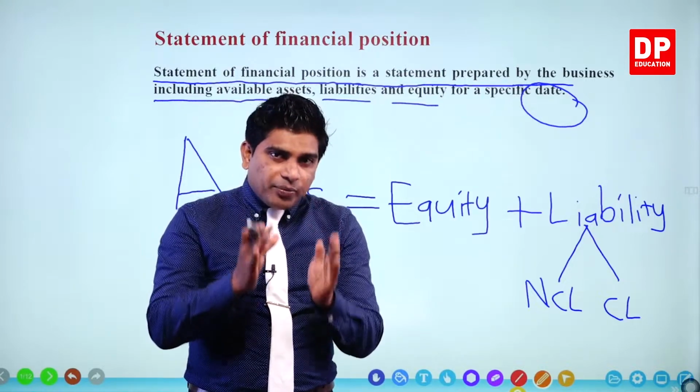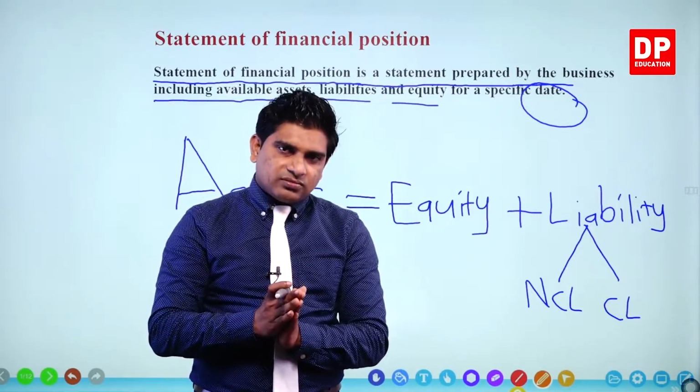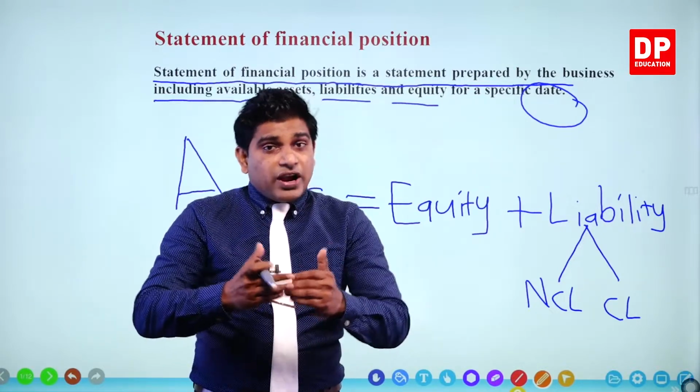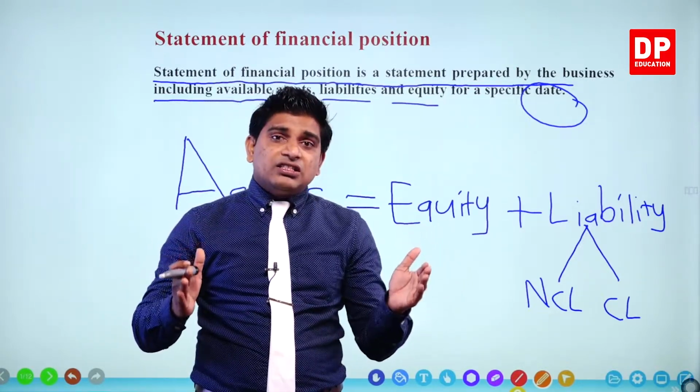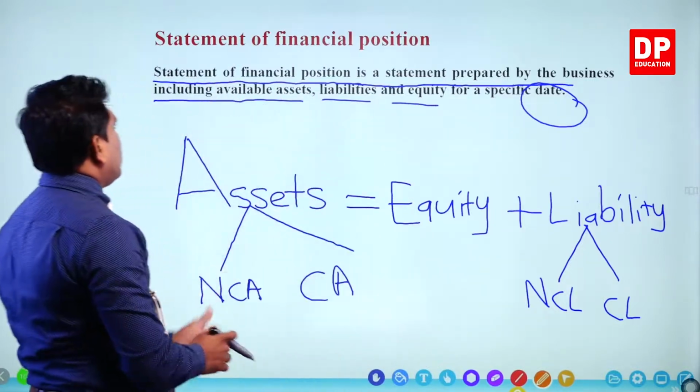So we can prepare a statement of financial position only for a specific date. We can't do it for a 1 year time period. Why? Within 1 year, these details are changing. That's why. Okay. Now again, look at here.